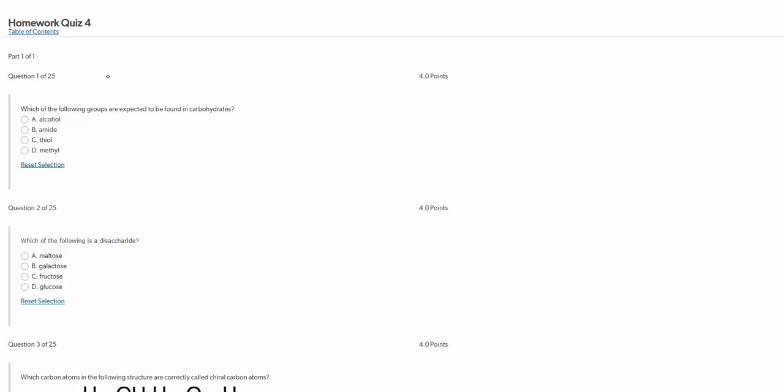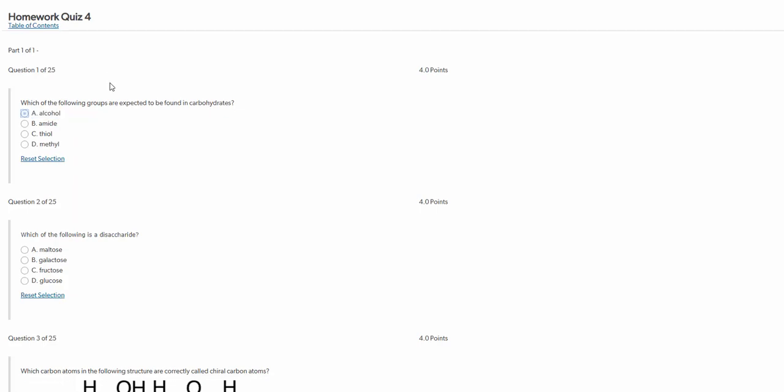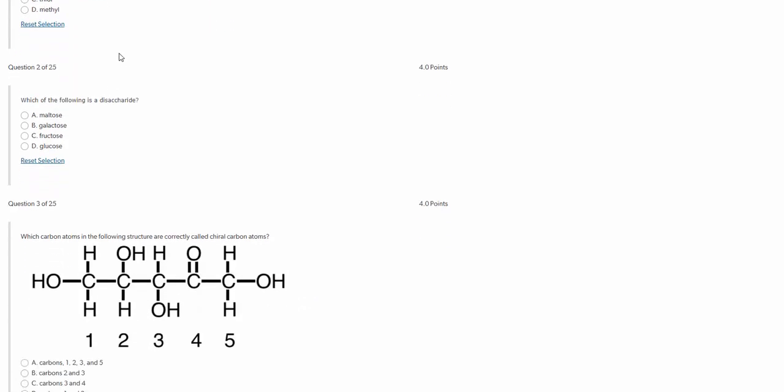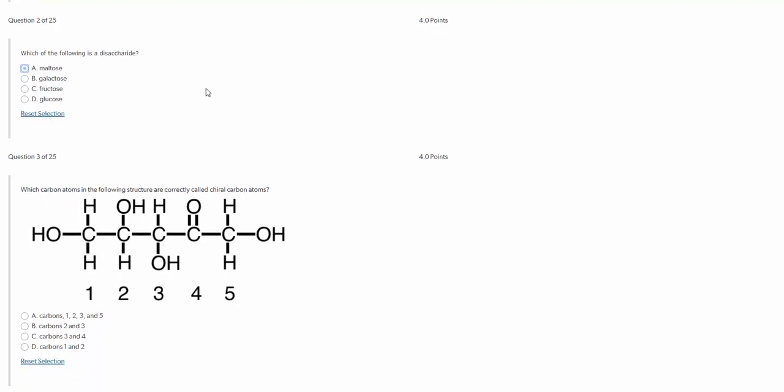Homework number 4, number 1: which of the following groups are expected to be found in carbohydrates? Well, usually when we think about carbohydrates, we think aldehydes and ketones. Those are not what's given here. So we can also find alcohol groups. Number 2, which of the following is a disaccharide? Maltose is a disaccharide. Those others are simply monosaccharides.